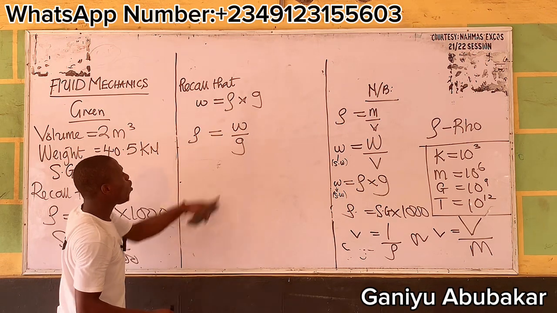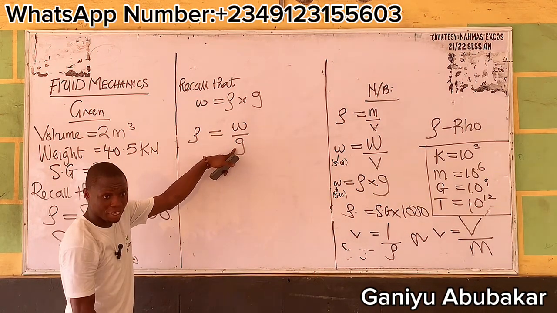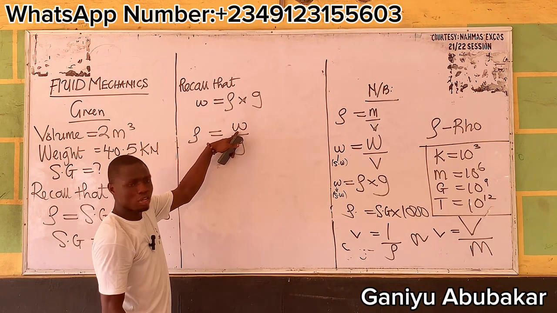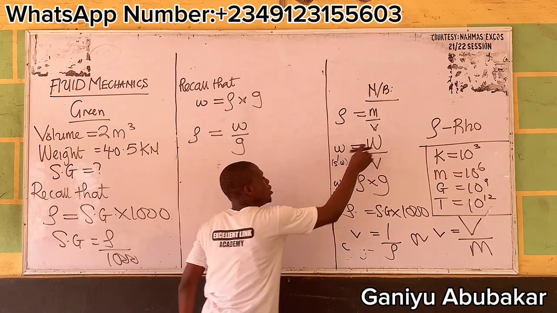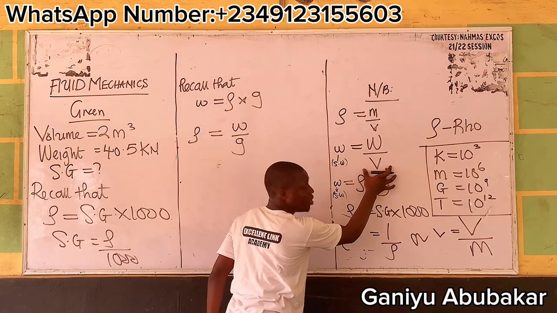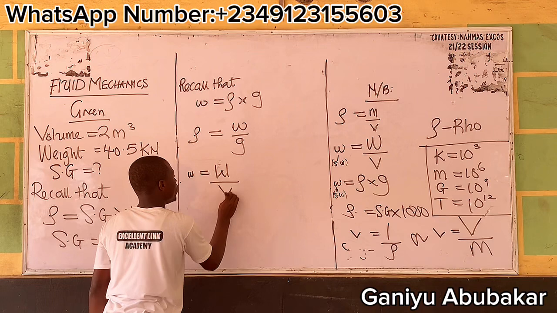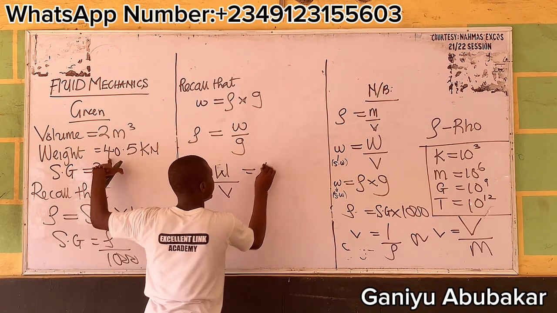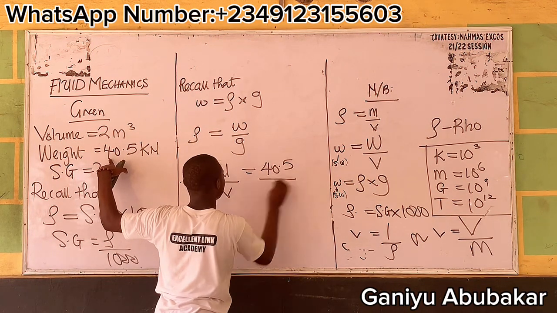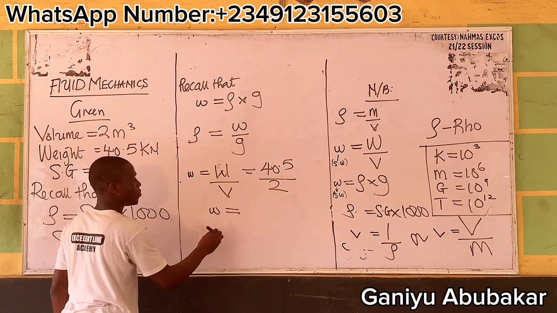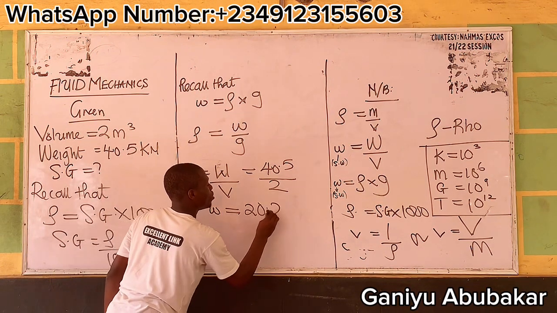Right? So what will be w? g is a constant, 9.81. Now small w is what? Small w is big W over V. So what will W be? 40.5 over what? What's V? 2. What do I have here? 20.25.